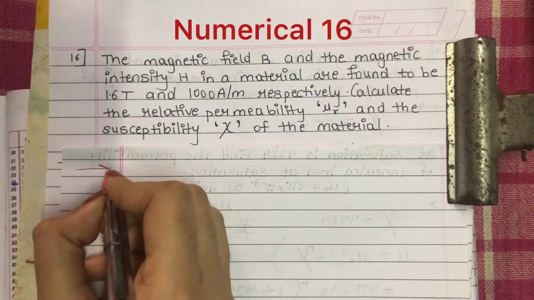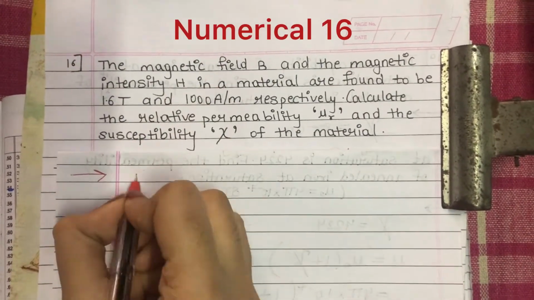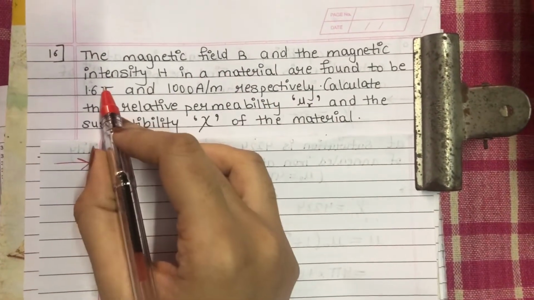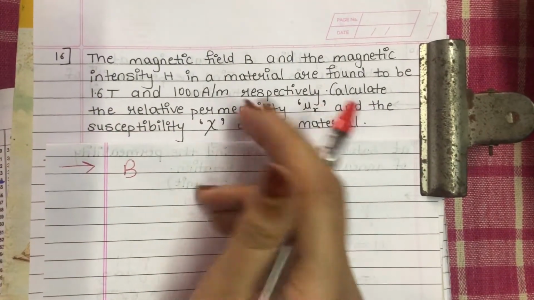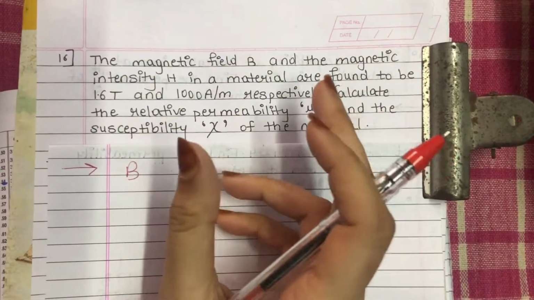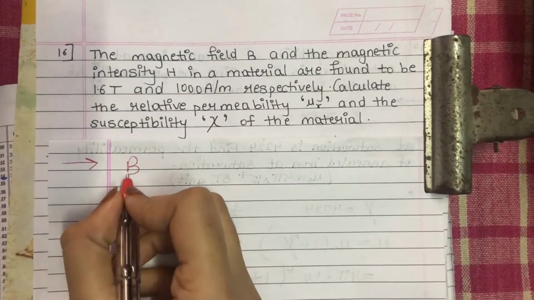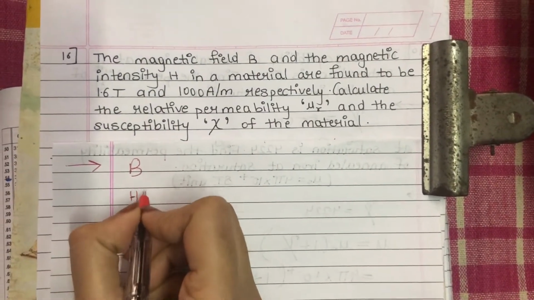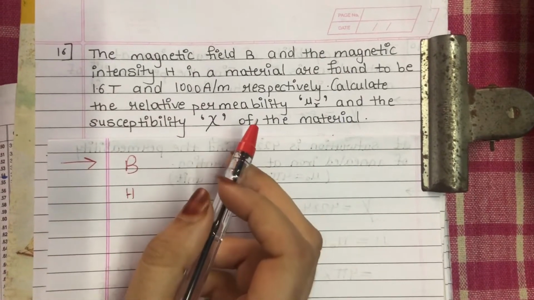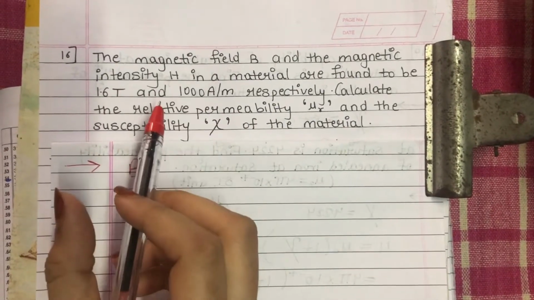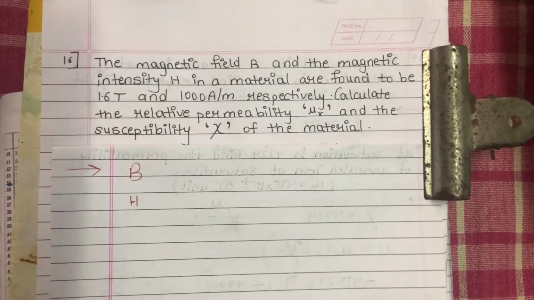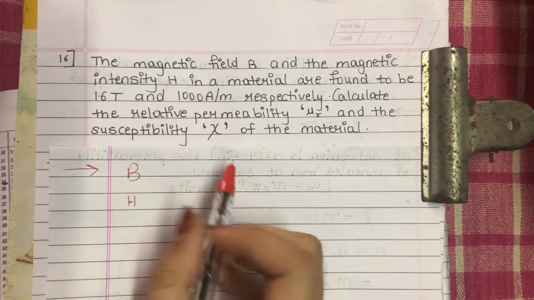Okay, starting with numerical number 16, the magnetic field B and magnetic intensity. In some questions, it will be written as a rod or something is subjected to a magnetizing field. That is also denoted by H. That is nothing but magnetic intensity. And still, if you are confused, then Tesla is for magnetic field. Look at the units. Ampere per meter is for magnetic intensity.